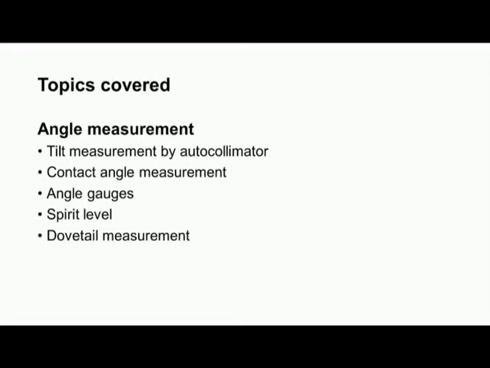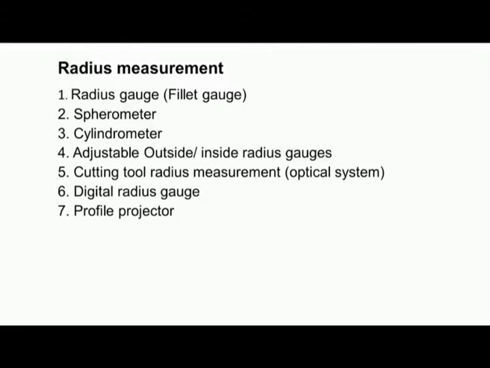are like this: angle measurement. Under this we will be studying tilt measurement by autocollimator, and then contact angle measurement, angle gauges, spirit level and dotile measurement. And then we will move to the radius measurement. Under radius measurement we will be studying radius gauges, spirometers, cylindrometers, adjustable outside inside radius gauges, cutting tool radius measurement by optical system, digital radius gauge and then profile projector.